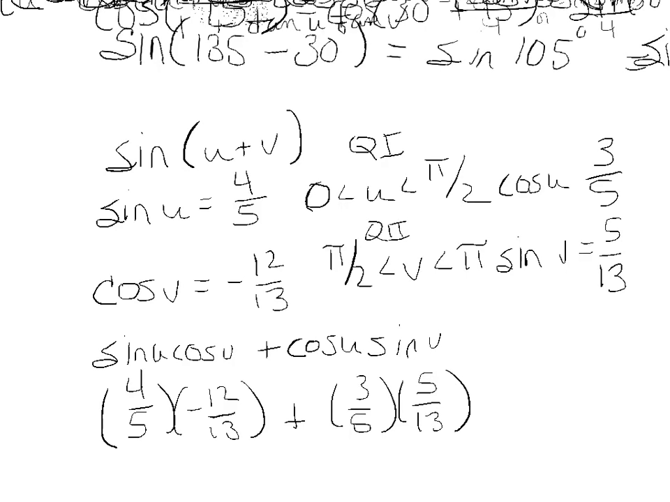And you just multiply that out. Okay, we would get negative 48 plus 15 over 5 times 13, which is 65, which is negative 33 over 65. The main thing there is that you remember to find the unknown value by using your Pythagorean identities in a right triangle. Okay. Questions on that one?